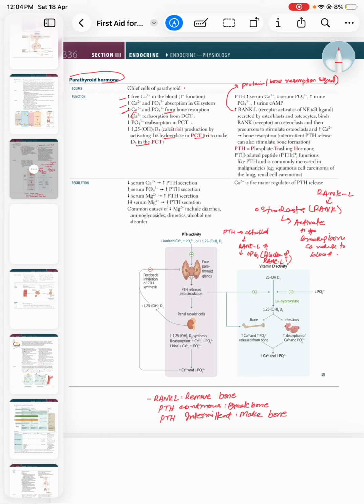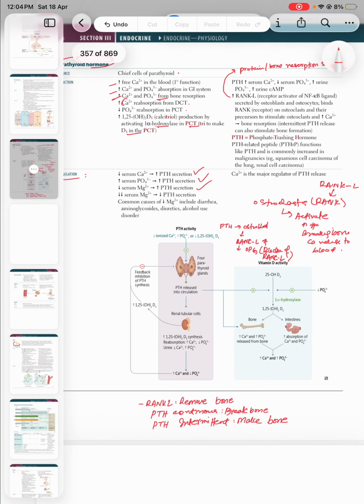Okay, now regulation: how is parathyroid hormone regulated in the blood? Whenever the serum calcium decreases, parathyroid hormone secretion increases. Whenever the phosphates increase, the parathyroid hormone secretion increases. Whenever the serum magnesium decreases, then the parathyroid hormone secretion decreases.